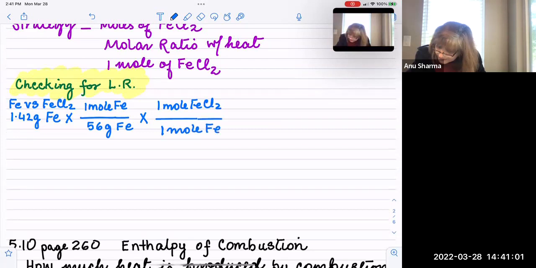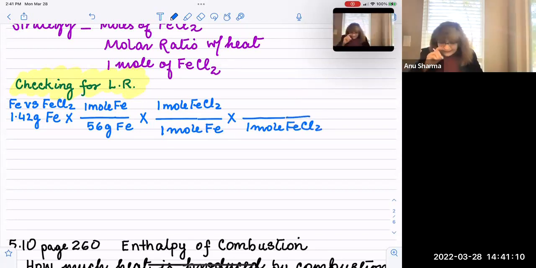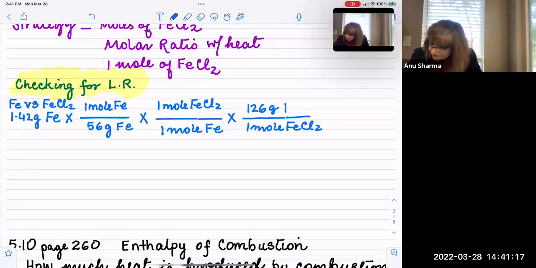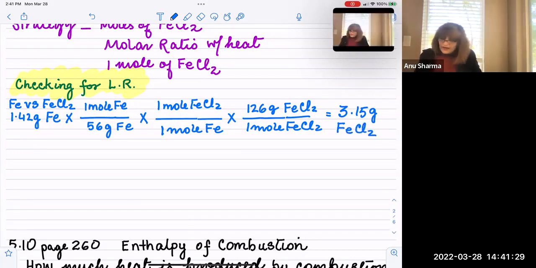Times, now let's convert this to grams. So 1 mole of FeCl2 over the molar mass. By this time, you should already know how to calculate the molar mass. So 126 grams is the molar mass of FeCl2. And this gives you 3.15 grams of FeCl2.